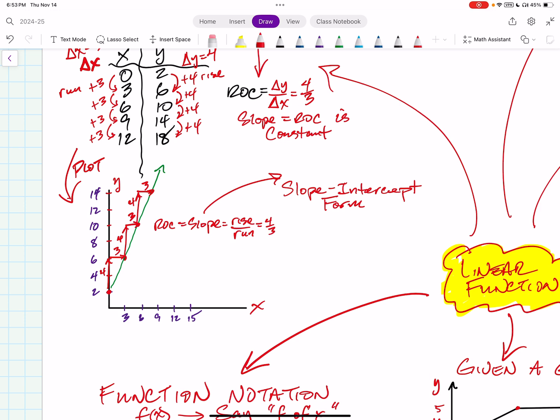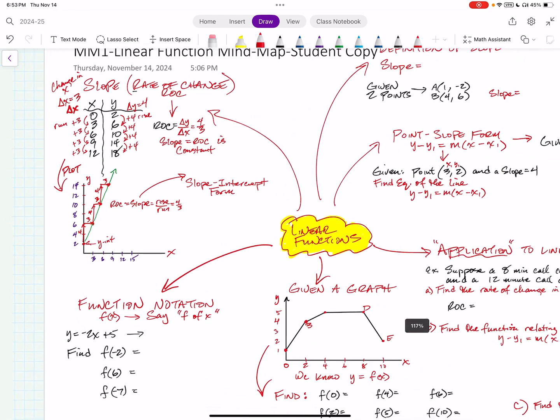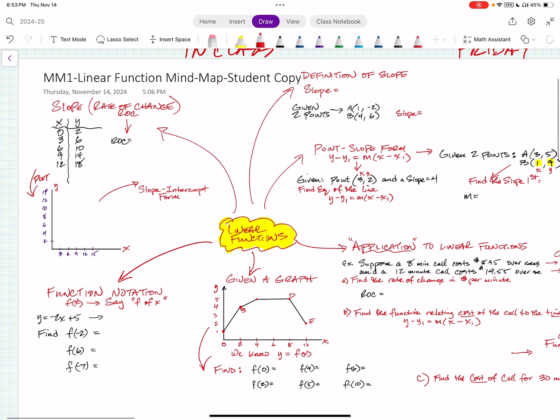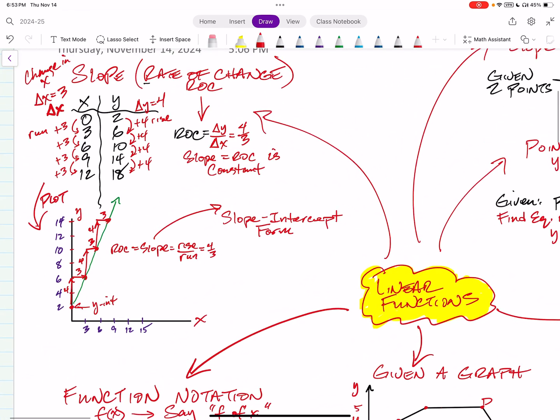And that means that we can figure out the slope-intercept form of the line going through these points, because we know what the y-intercept is. The y-intercept is the beginning point of a real-life situation. And again, we're going to talk about application in a minute. Notice it's part of the mind map right through here. We'll get to that in a little bit, but we're going over all the basics first.